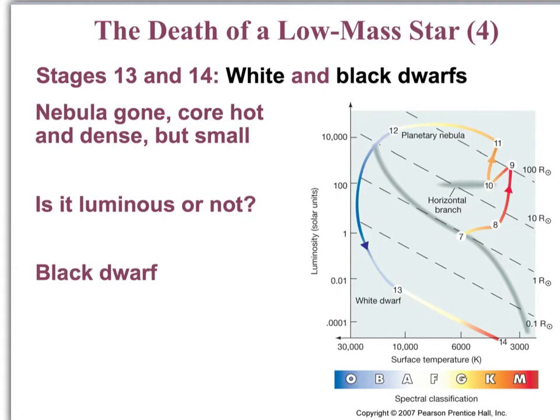So I asked you, once the nebula is gone, the core is hot and dense, but it's small, so is it luminous? So it's down here, so you know it can be very, very hot. But it's below this radii line, so you know it's not very big. So our luminosity is increasing up here. So because of its size, even though it's hot, it's not big. So this is one of our anomalies. And then our black dwarf stage is when there is no more luminosity or heat whatsoever.